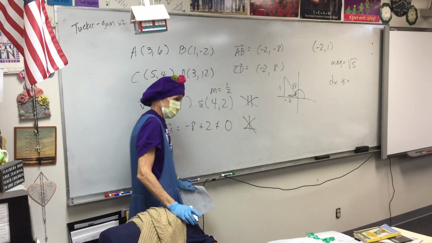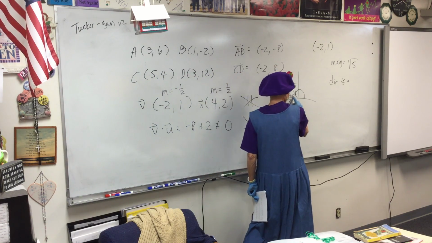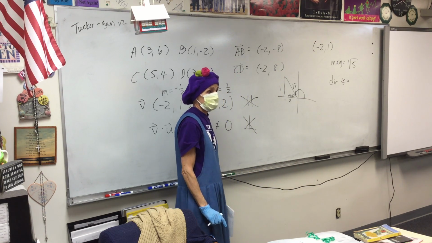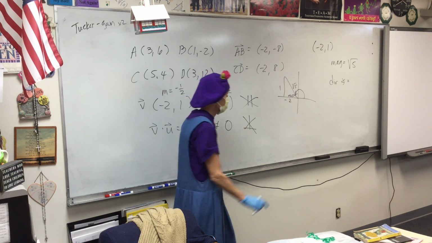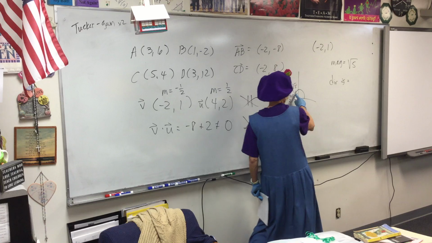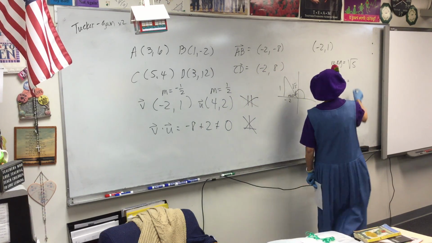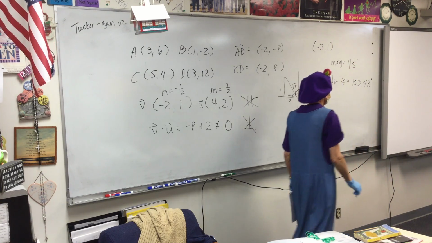Anybody else get 26.57 for that reference angle? This angle inside the triangle right here? So what is my direction angle? How do I find this angle right here? Subtract it from 180. Subtract it from 180. So that's going to be 153.43 again.